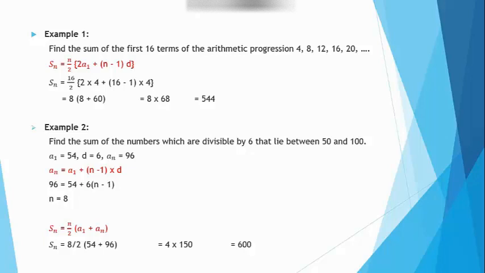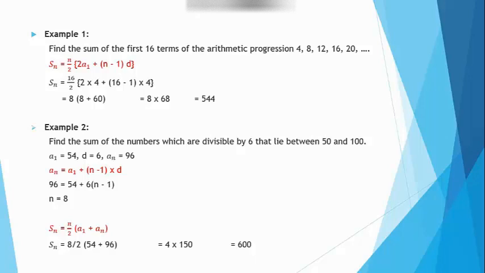Example 2. Find the sum of the numbers which are divisible by 6 that lie between 50 and 100. The first term which is divisible by 6 is 54, and the last term which is divisible by 6 is 96. So a1 equals 54 and an equals 96, and the difference d is 6. By substituting these values in the formula for the nth term, we can get the number of terms: 96 equals 54 plus 6 times (n−1), which gives us 8 for n.